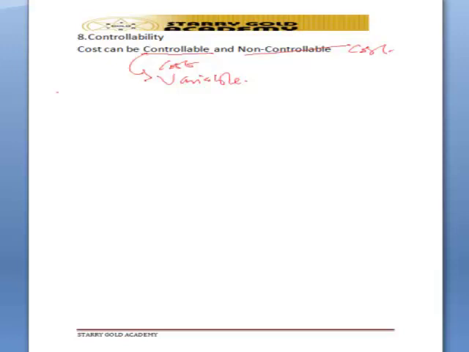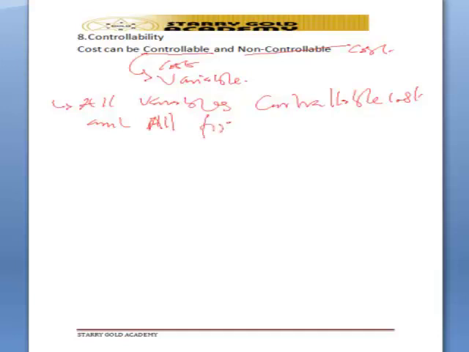One of the fallacies of controllable costs is that all variable costs are controllable. All variable costs are what? They are controllable costs, and all fixed costs are non-controllable. That's one of the fallacies of controllable and non-controllable costs.